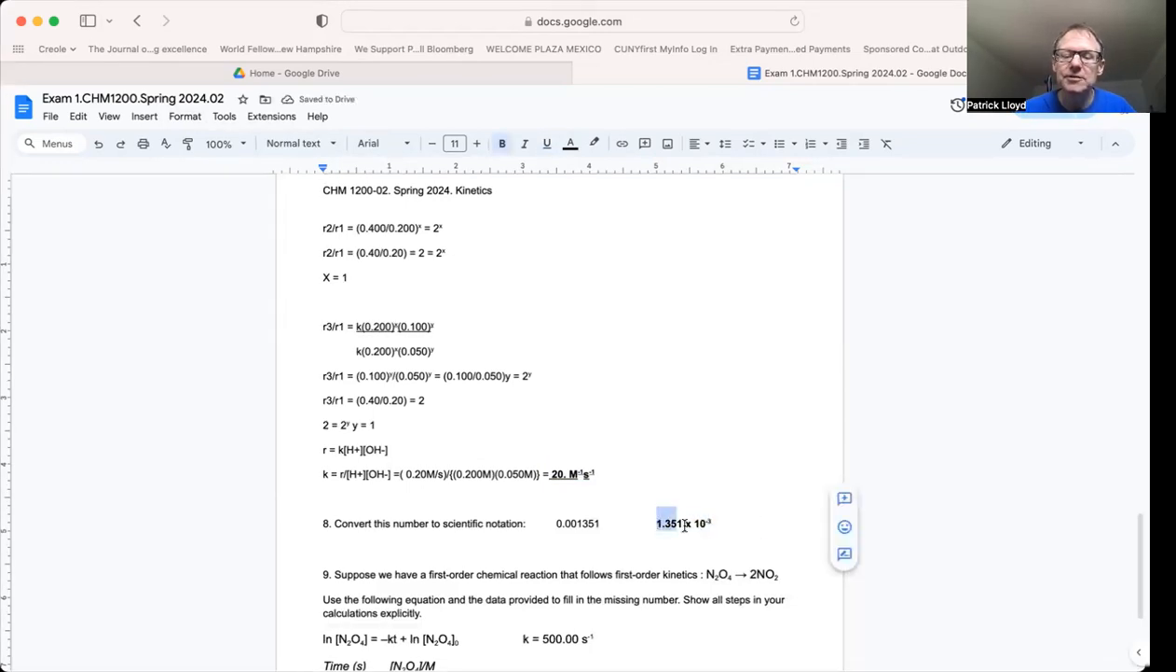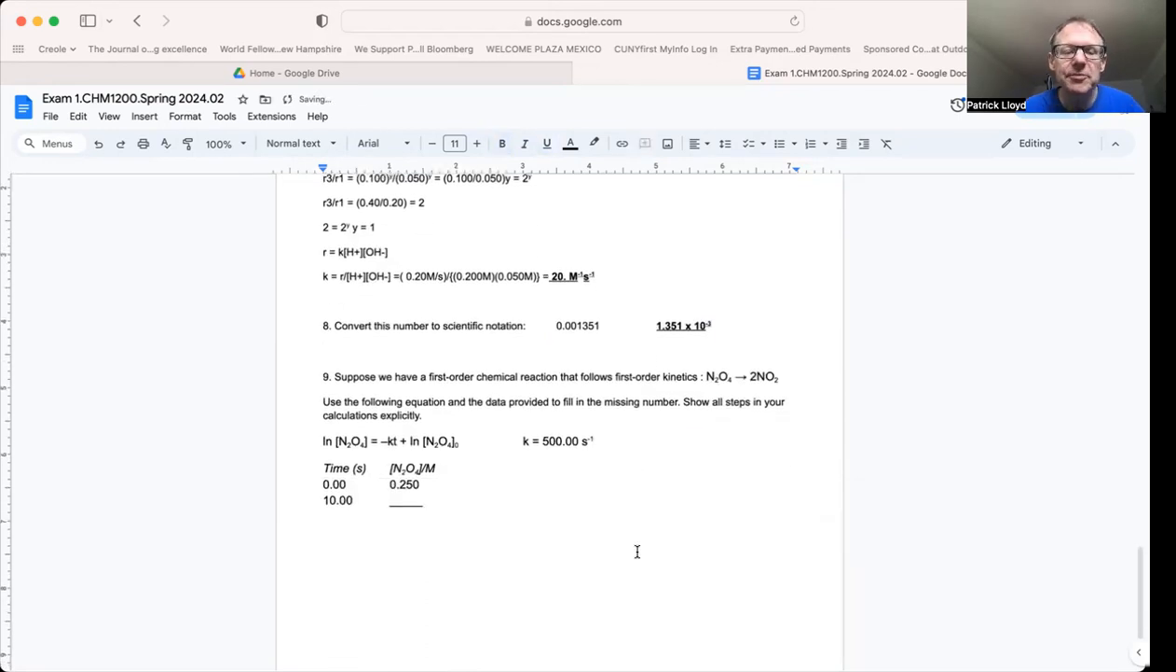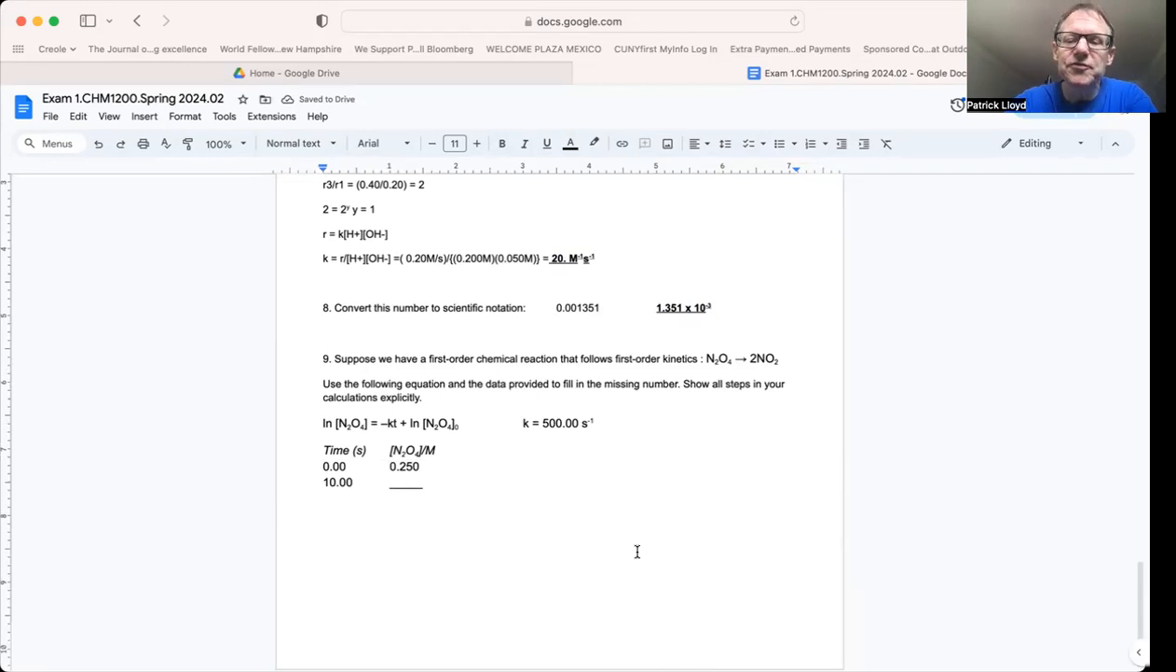And let's go ahead and underline that. There we go. Okay, so up to number 9. Now, number 9, we're assuming it's first order kinetics. So the reaction is N2O4 turning into 2NO2. It's first order, so the equation here is for the first order time-dependent kinetics. Use the following equation and the data provided to find the missing number. The missing number is the concentration of N2O4 at time equals 10 seconds.